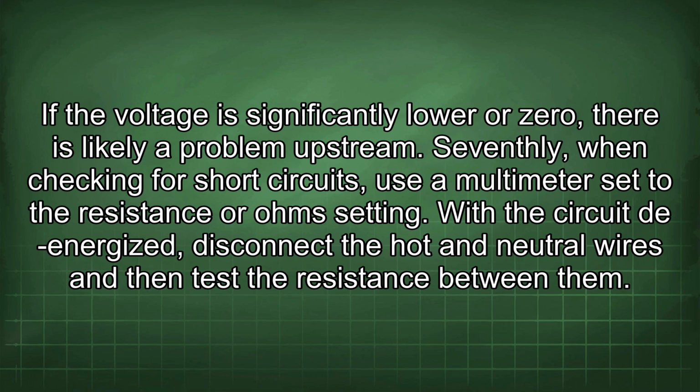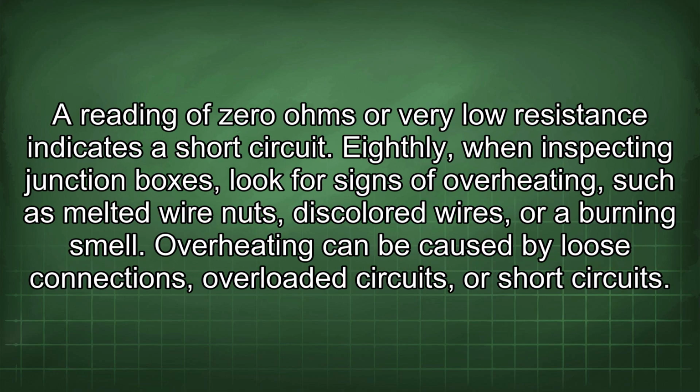Seventhly, when checking for short circuits, use a multimeter set to the resistance or ohms setting. With the circuit energized, disconnect the hot and neutral wires and then test the resistance between them. A reading of 0 ohms or very low resistance indicates a short circuit.